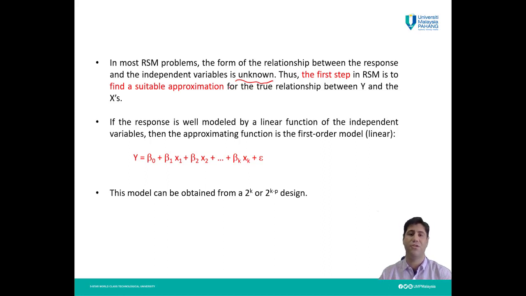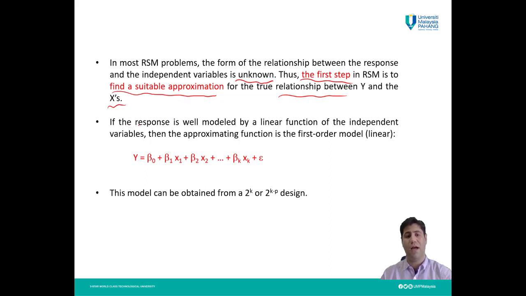Maybe we have run a factorial design, but usually we don't know the correlation between the response and factor. Then the first step in RSM is to find a suitable approximation for the true relationship between y and x. Y is the response and x is the factor. So first we need to find a good approximation between the factors and response. How much will the response be when we have this much of the factor? This is the first step of the RSM.